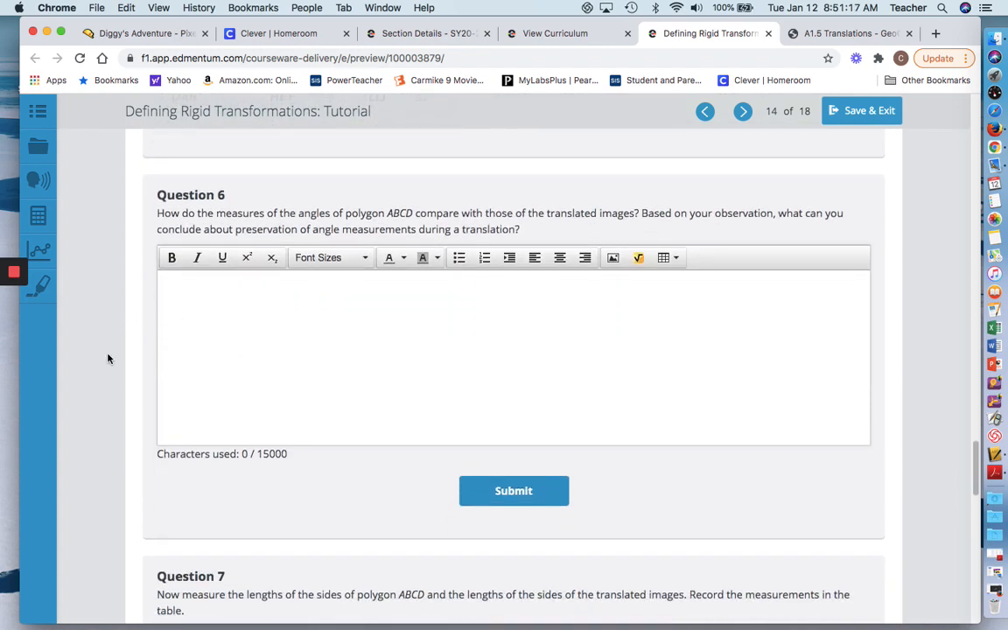All right, question 6. How do the measures of the angles of polygon ABCD compare to the translated? Well, they're going to be the same. I've already said that. Based on your observation, what can you conclude about preservation of angle measurements during a translation? They stay the same. The angles remained the same, and they stay the same under a translation.